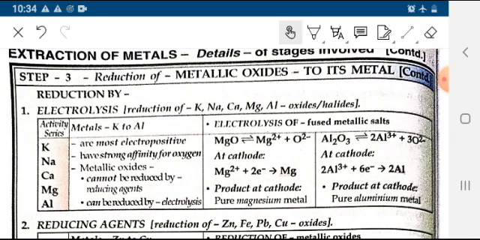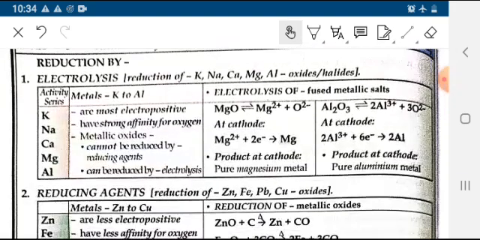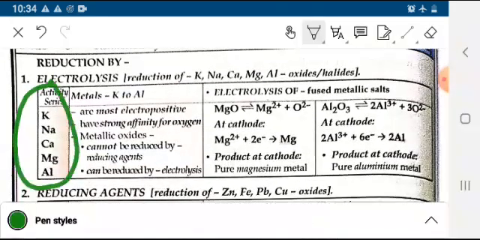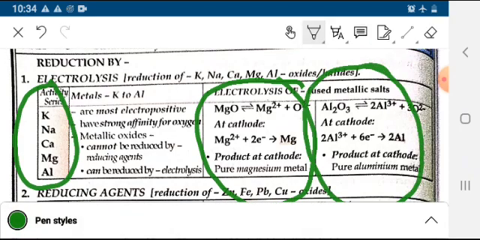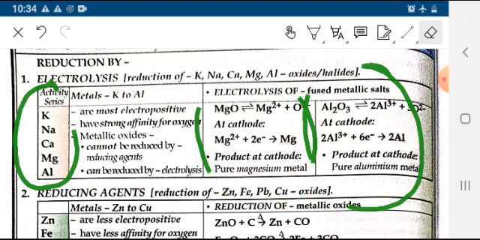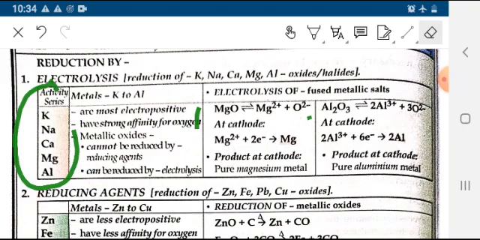Third step is the reduction of metallic oxides to its metal. How is the reduction done? Activity series is given, the metals which undergo electrolysis, and this is the electrolysis reaction. As you can see, these are the most important reactions which have been asked in the board exam. So this is the electrolysis process.